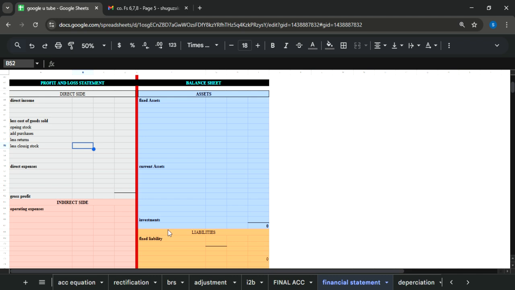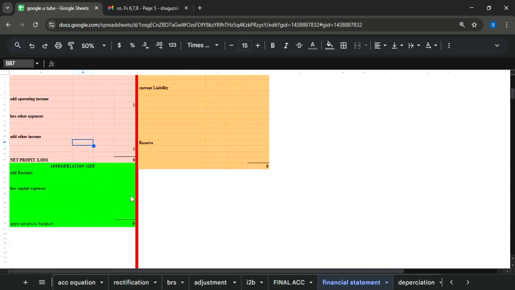On the other hand, this is your proforma. Over here it has three parts on the left side and two parts on the right side. The first part is called the direct side, where you will calculate your gross profit. Then in the second part, you will be able to calculate your net profit, and the third part is considered to calculate the appropriation balance. This appropriation balance would be transferred to the liability side.